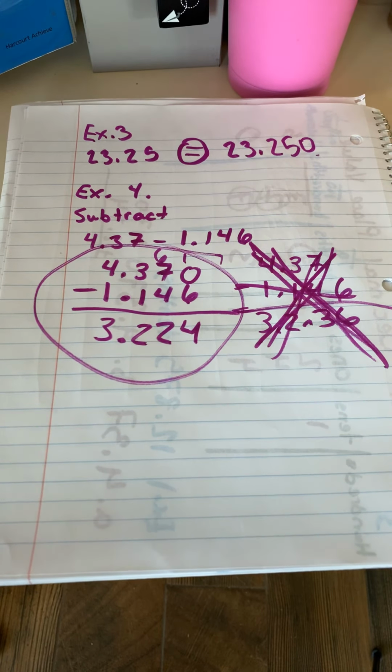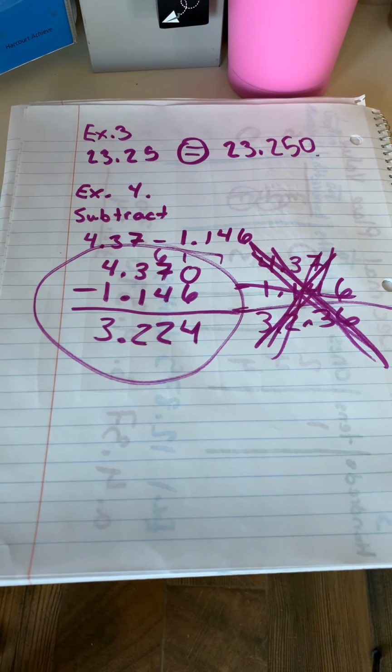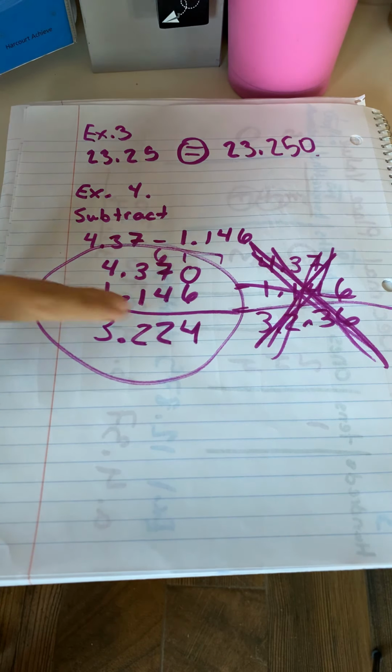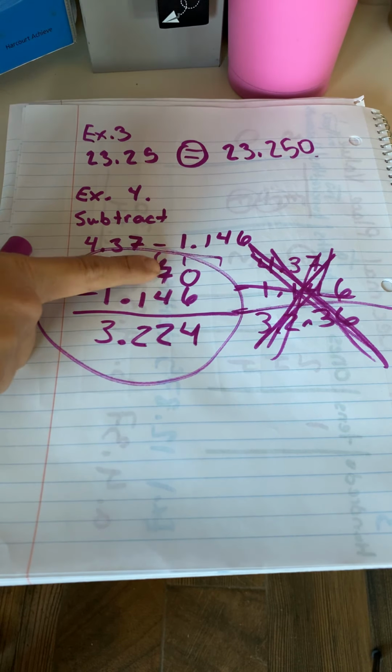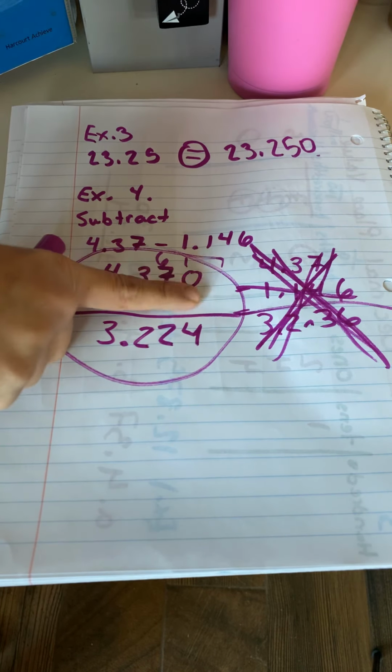So for today's assignment, you're going to be doing lesson practice A through H. And you're going to have comparisons. You're going to have identifying the place value and doing subtraction problems like these. So do not forget your zeros if the number on top does not have a digit here, okay?